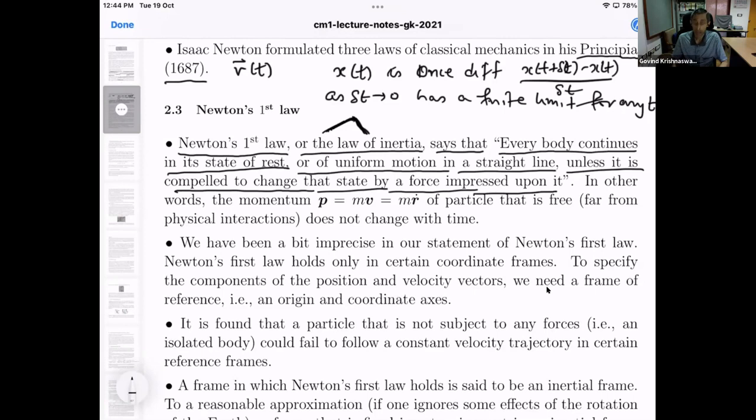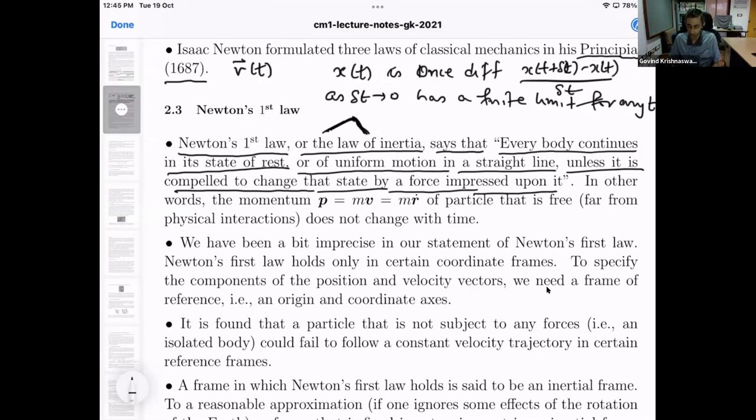So this is not my language. Okay, so what it is saying is that every body continues in a state of rest or in a state of uniform motion along a line. Uniform motion means its speed doesn't change with time. Speed remains constant and it remains moving along a straight line. The straight line could be pointing in any direction.